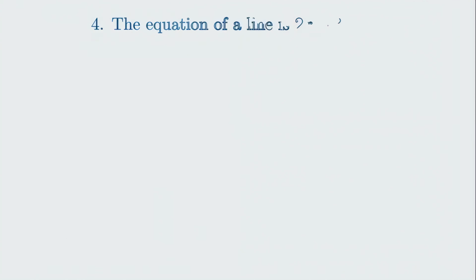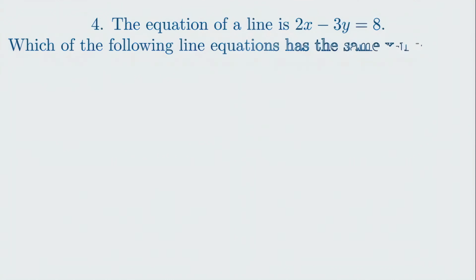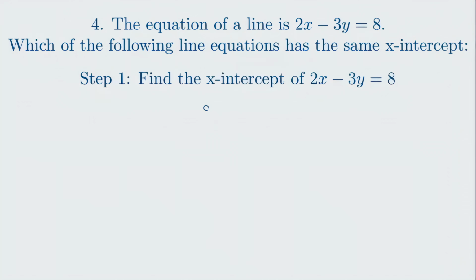We're given the equation of a line, 2x minus 3y equals 8, and we need to find which of the given options has the same x-intercept. Let's recall what the x-intercept is. It's the point where the line crosses the x-axis. At this point, the y-coordinate is always 0. So, to find the x-intercept of our original line, we set y equal to 0 in its equation.